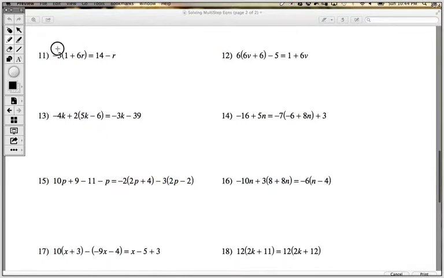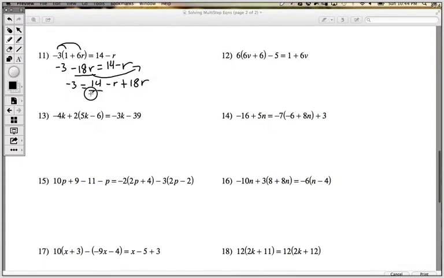So number 11, these examples are getting more complex, but that's okay. First, I see that there's a 3 on the outside that's going to distribute to both of these terms. Let's start with that. The negative 3 distributed, and then negative 3 times 6 is going to be minus 18r, and I have 14 minus r, like that. Okay, now I want to move a lot of stuff. First, I'm going to take this negative 18r and move it over to here, and that would give me negative 3 equals 14 minus r plus 18r.